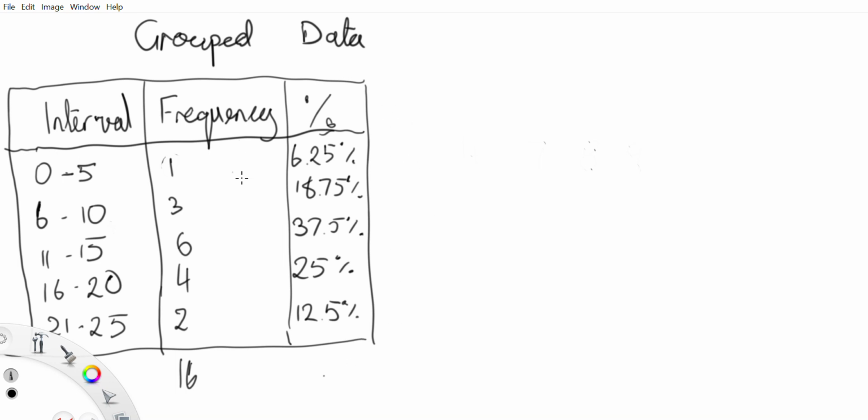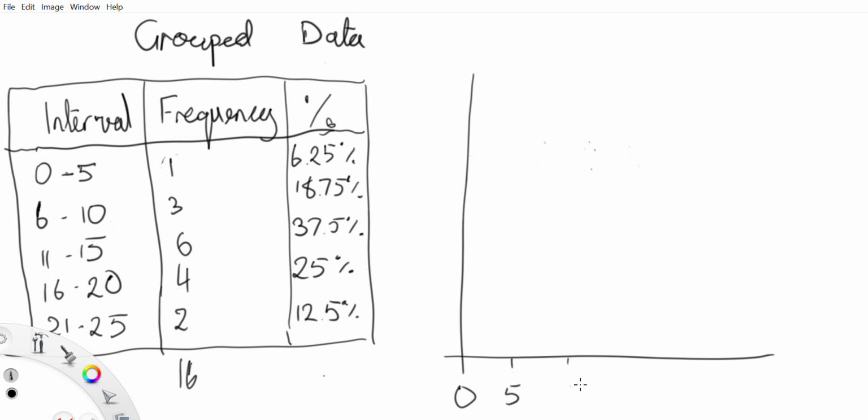So we've done both of those. So all we need to do now is create our histogram. We would have a Y and an X-axis, and along the bottom would be our ranges. So you would have the 0 here, then you would have the 5, the 10, the 15, and the 20. And we need to put the 25. And these all need to be evenly spaced.